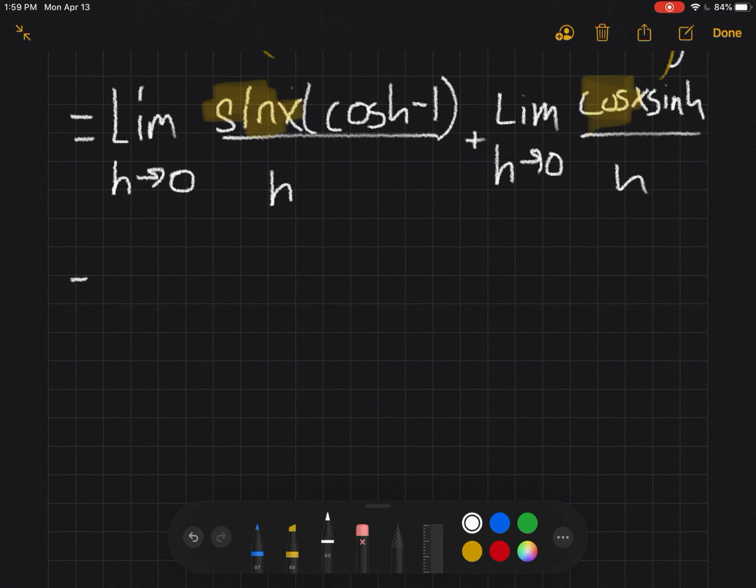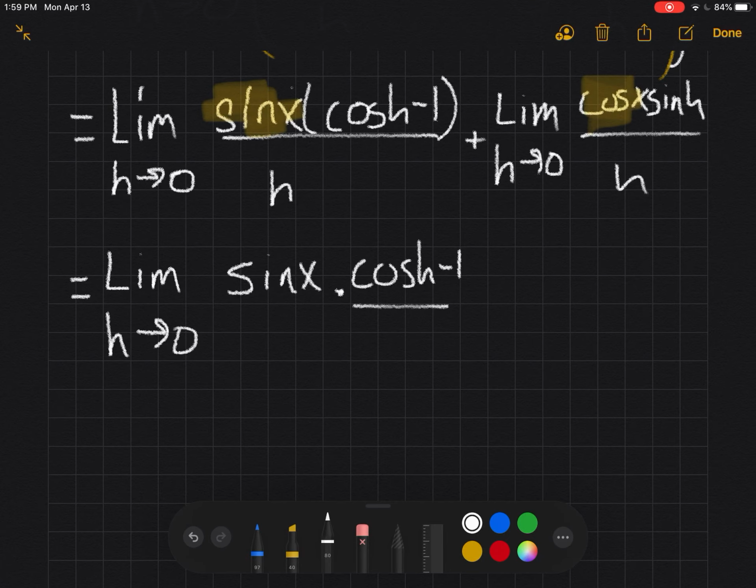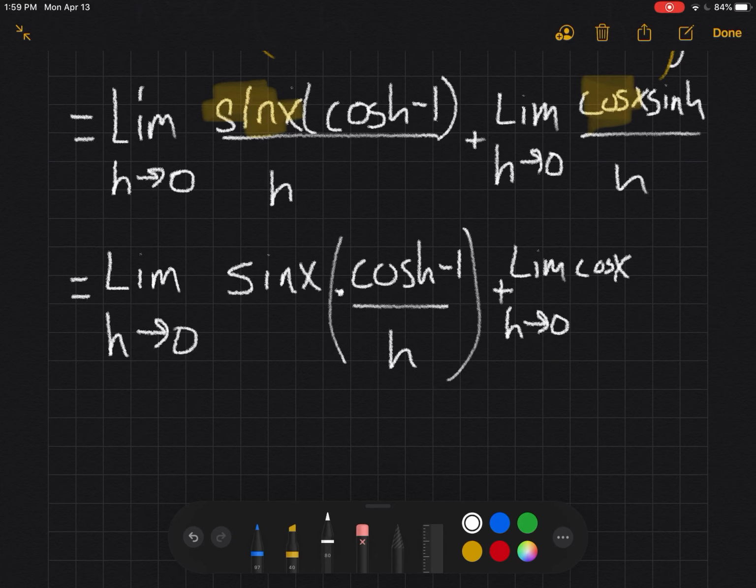Now I'm going to do another fancy thing with fractions here, which is that I'm going to factor out the sine of x and the cosine of x here. And that's going to look like this. I have the limit as h approaches 0 of the sine of x times (cosine of h minus 1 over h). Let's use parentheses. I feel like that looks a little clearer. Plus the limit as h goes to 0 of cosine x, and then in here times (sine of h over h).